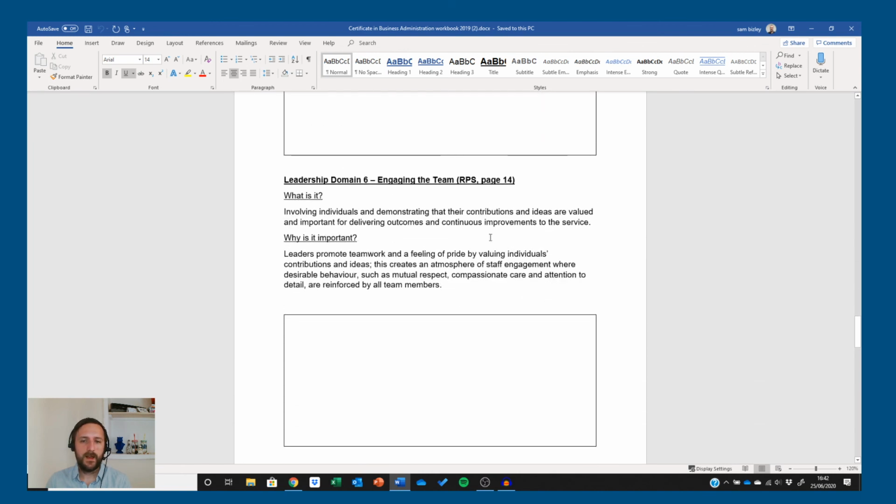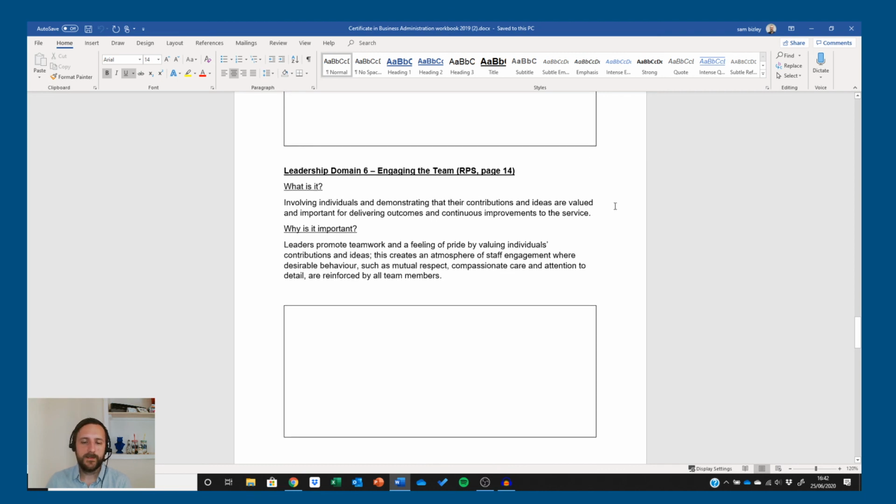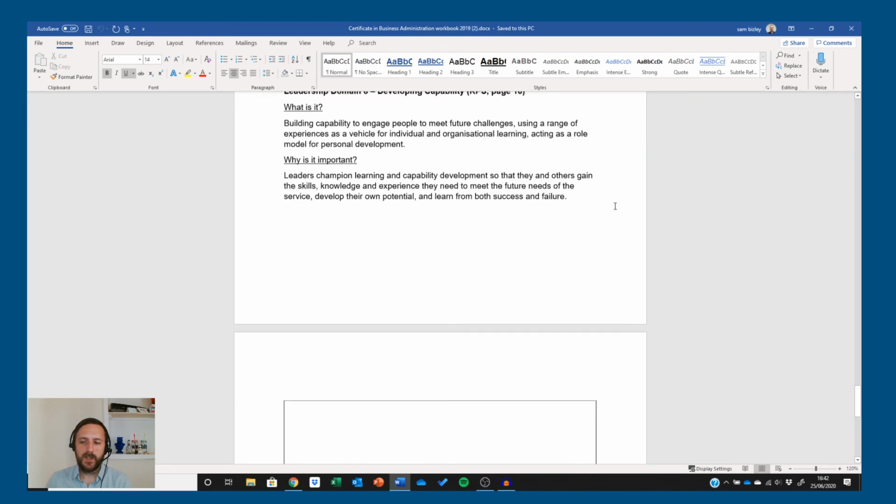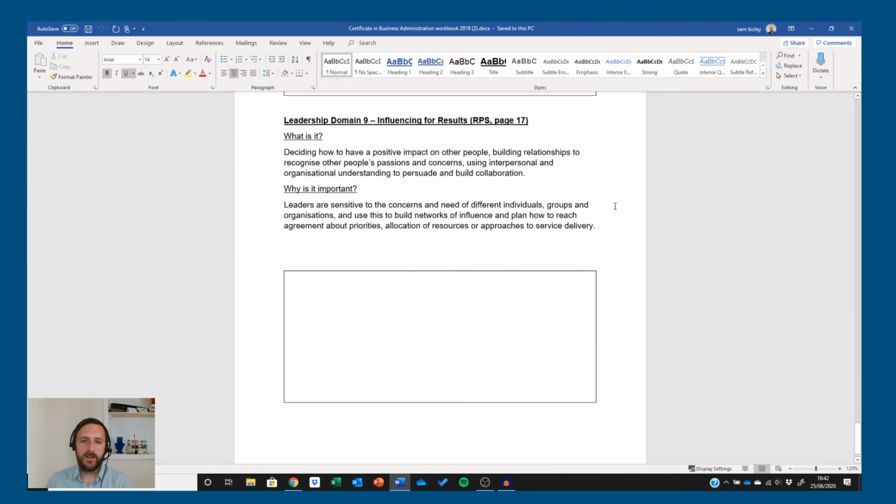So engaging the team, you could think about how teamwork's important. You do lots of teamwork next year, so it's important that you think about how you engage people within your team. So make sure that everyone's motivated and working to the same sort of standards. It will seem like a lot of work at the moment, but in reality all I'm asking you is to really describe your thoughts on these areas and think about why it's important.